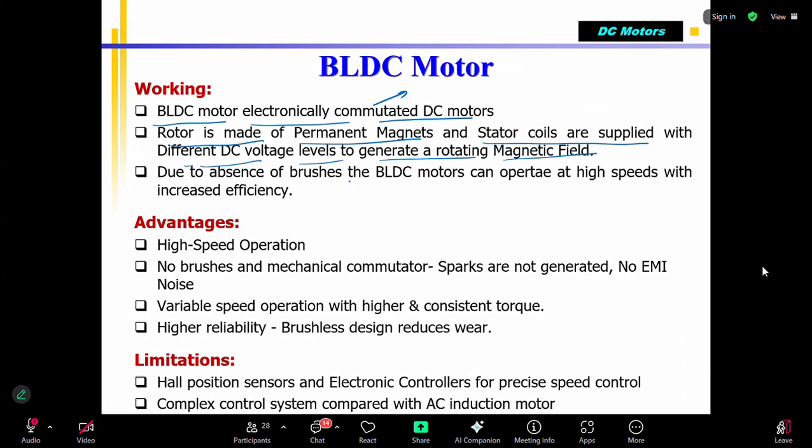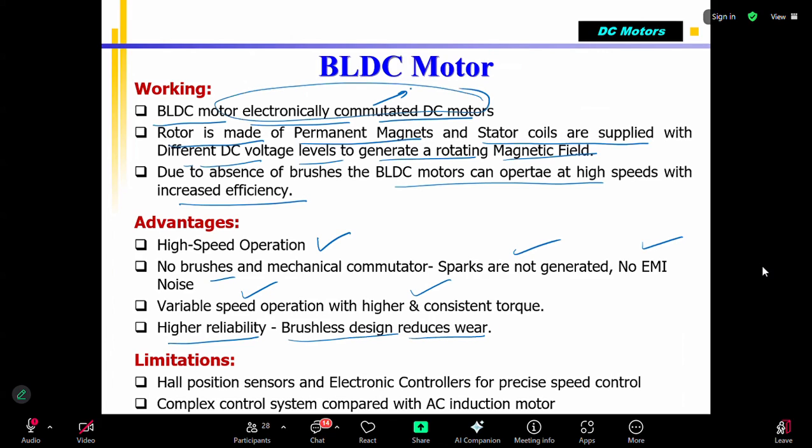Okay. So due to absence of brushes, it can operate at higher speed and higher efficiency. Already told you, compared to a DC motor or even an induction motor, it is better than this one. Advantage, high speed operation is possible. No brushes, no mechanical commutator, no sparks are created, no EMI noise. You can run at variable speed by appropriately generating the trapezoidal or square waveform supplied to the stator field. Correct. The voltage applied to the stator field frequency can be varied, so you can run this one. Higher reliability because there are no brushes. Correct. No wear. Okay. Only thing is it has to be electronically commutated.